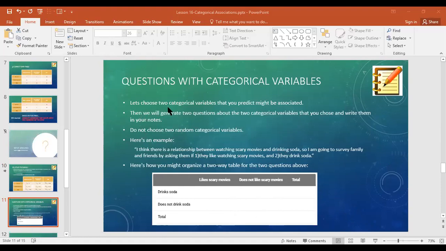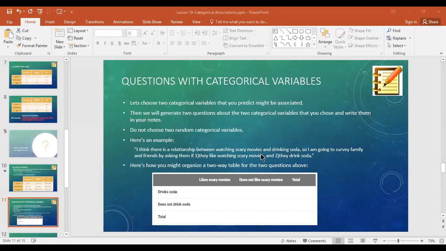So for example, okay, you're going to choose two variables, and then generate two questions about those two categorical variables. Okay. And the key is try not to choose random variables. Try to choose variables that you think might have some sort of relationship together or some sort of association. So here's an example. Okay. I think there's a relationship between watching scary movies and drinking soda. So my two variables here are watching scary movies and drinking soda. Those are my two variables.